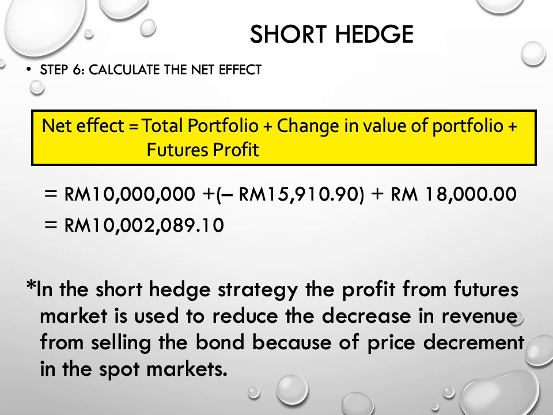And then the last one is futures profit. You get 18,000. 18,000 here is positive cash inflow because you make profit. So you get 10,002,089 ringgit and 10 cents. So in short hedge strategy, the profit from futures market is used to reduce the decrease in revenue from selling the bond because of price decrement in the spot market.